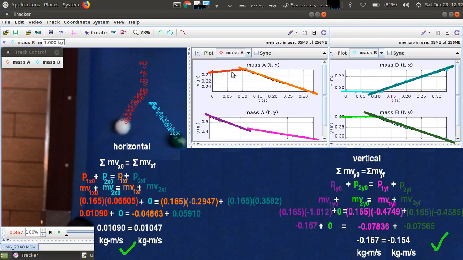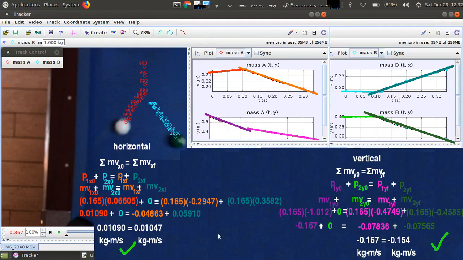This red one is the velocity of ball 1 before. The orange would be the velocity of ball 1 after. This would be the velocity of ball 2 before, ball 2 after, and these top ones are all the horizontals. So those numbers will be the ones that go into the horizontal problem. The verticals, which are on the bottom two graphs, go into the vertical problem.